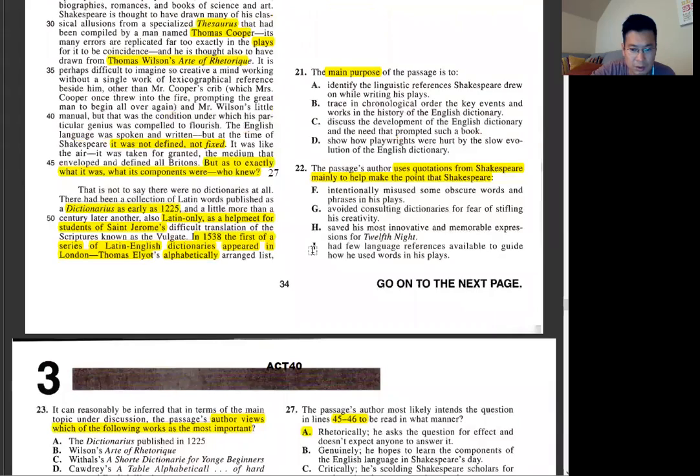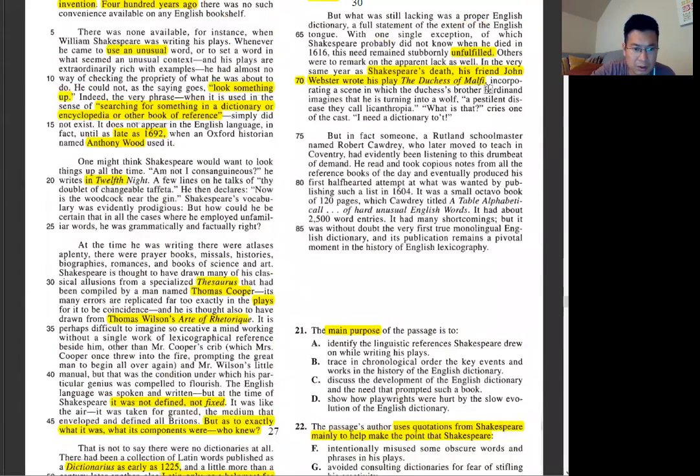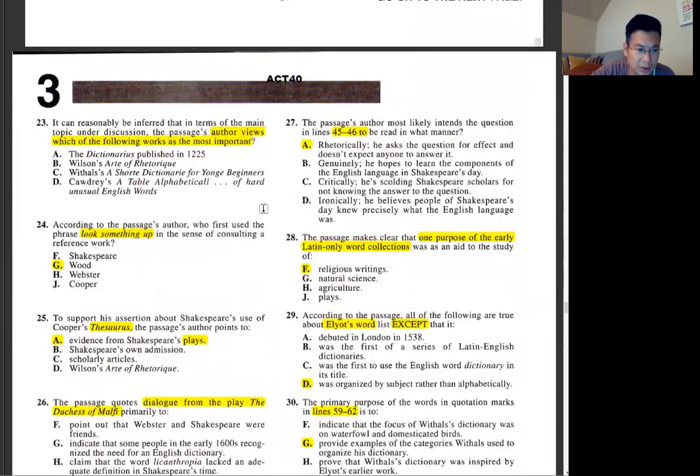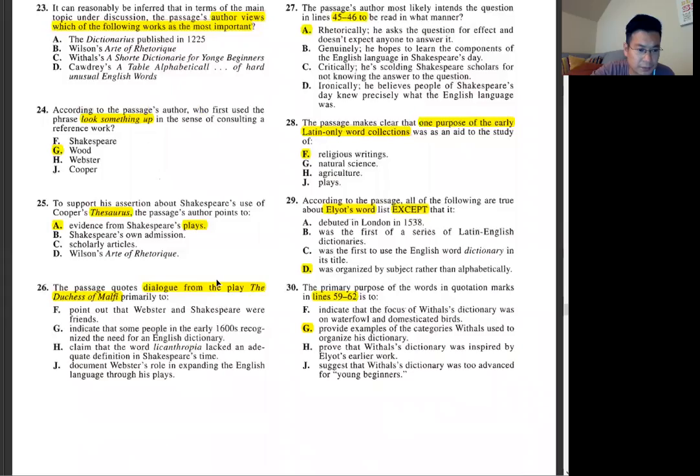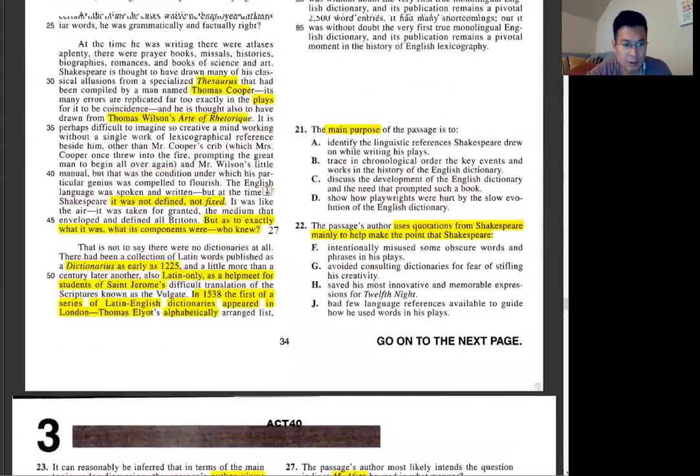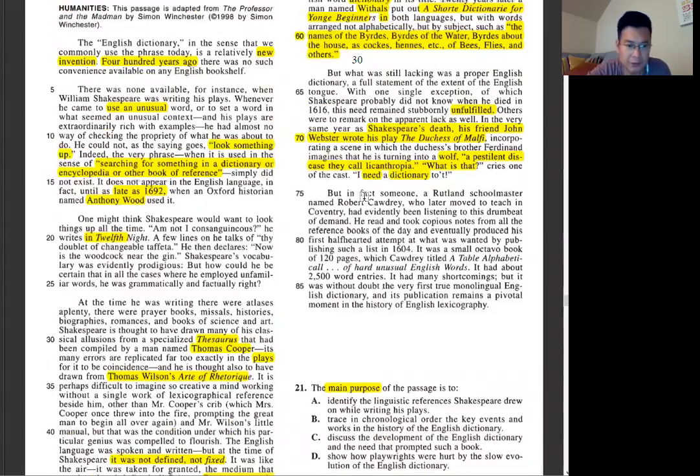So it's about the quotation here, incorporating the Dutch brother image, the pestilent. And then it says, "cry when the cast I need dictionary too," and that gives us the idea that it's G. And then move on to the last paragraph.